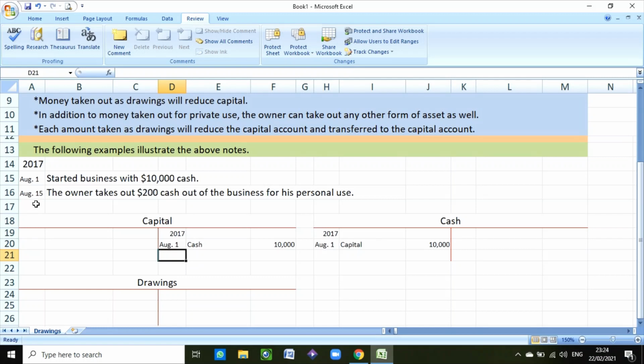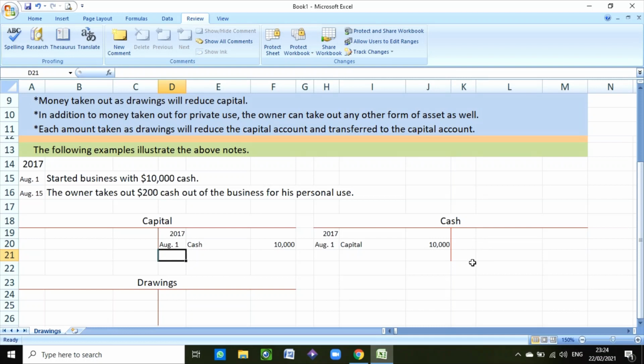August 15, the owner takes out $200 cash out of the business for his personal use. So basically what is happening here is that the owner, who is the investor in his business, is taking out some of this money from the business, which he has every right to do, but we need to make sure that we have a proper record of this drawings that is taking place.